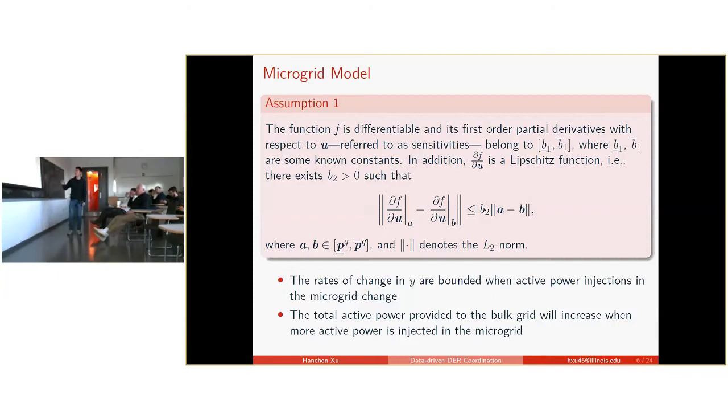And also, in addition, we assume that the first order partial derivative is a Lipschitz function, which means that the change will be bounded if the input is bounded, with a parameter B2. So what does this assumption mean? It essentially means that if we inject some active power into the microgrid, then there will be some positive power provided to the bulk grid, which is very intuitively reasonable.